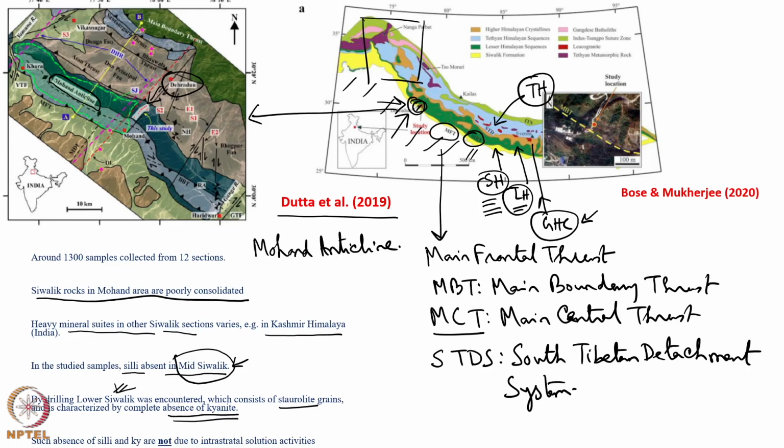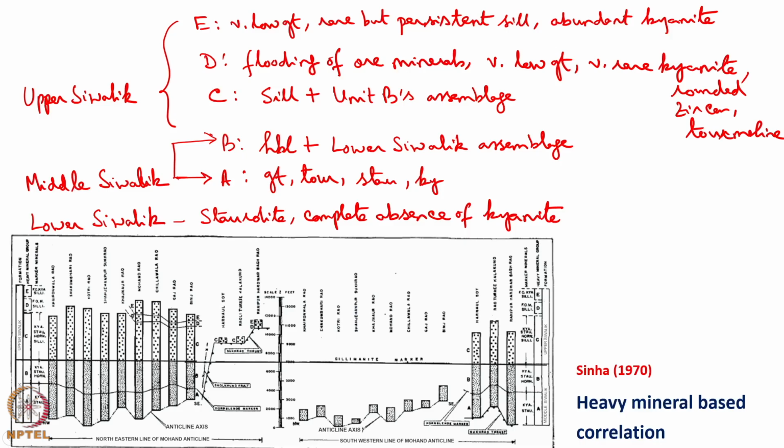And the absence of sillimanite and kyanite is not due to intrastratal solution activities, which means we do not see residual kyanite or residual sillimanite, or sillimanite or kyanite grains with corroded boundaries. No, we do not see such things.